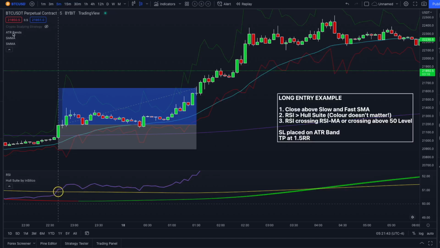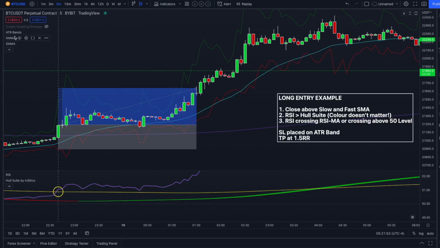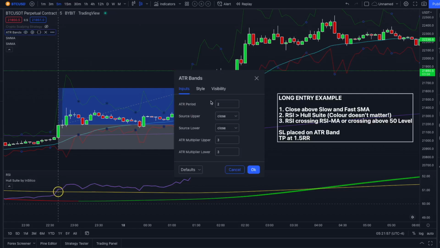Now everything else we are going to need is the ATR bands indicator. Right here, ATR bands by Alexander TH. We're going to use his indicator. And for the ATR bands, I forgot, we want to select the ATR period of 2 and the multiplier of 3 for Bitcoin USDT on a 5-minute Bybit chart.